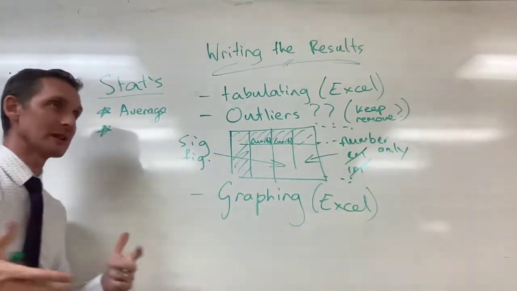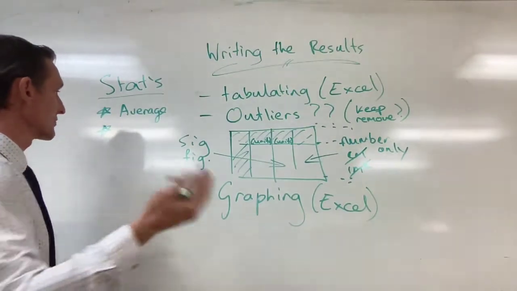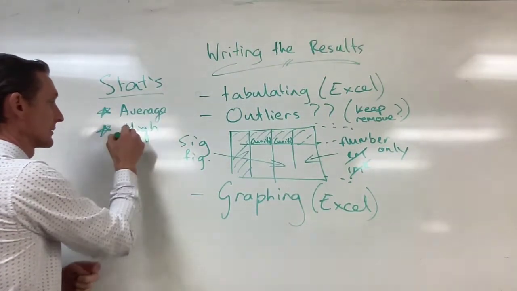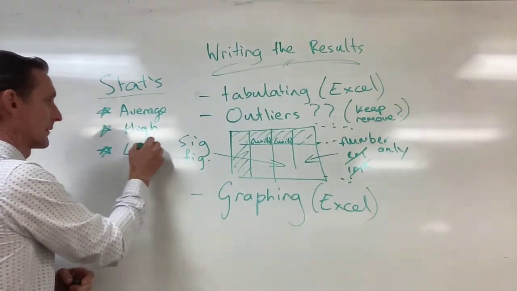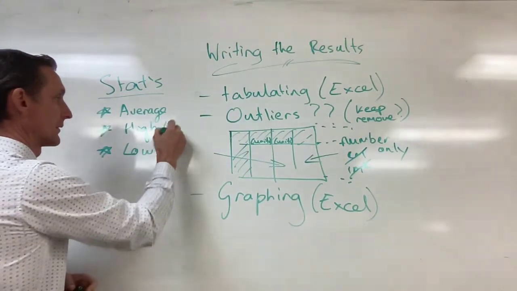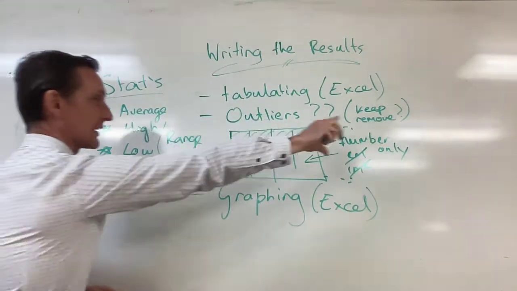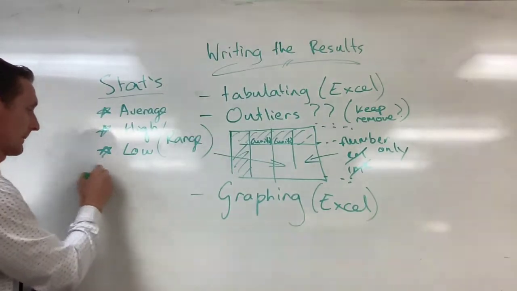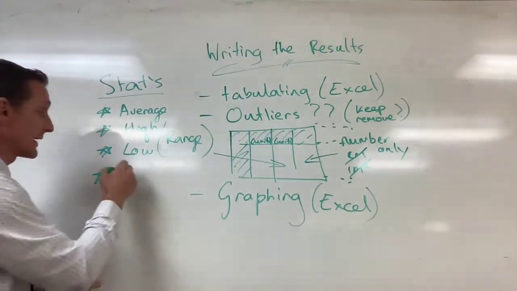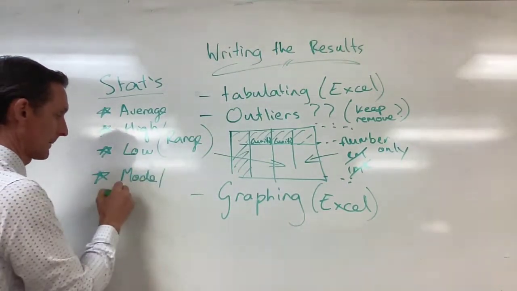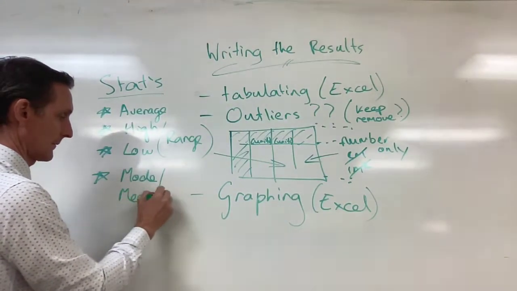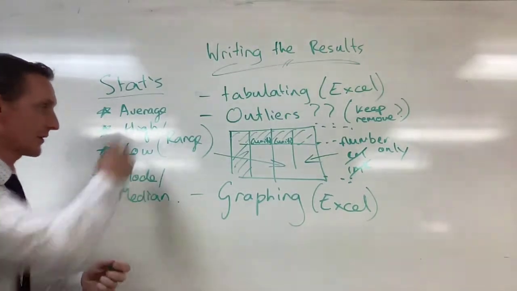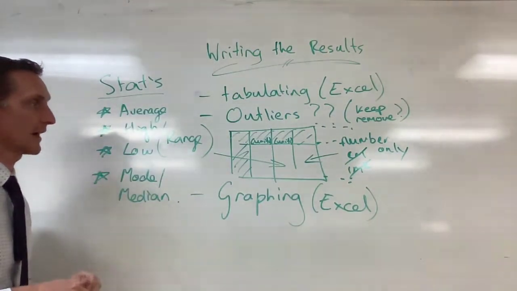But then we really need to go a little bit deeper than that. So, should you do a high and a low? A range? Should you indicate a range here? Is that good information to give? What about the mode, the median? What's the statistical significance of these things is what you really will have to work out.